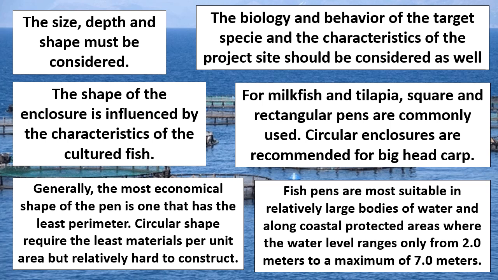On the other hand, the depth of the cage is usually determined by the natural productivity of the water. Since natural pond production is relatively higher in the surface, sunlight penetration is usually employed as the basis of depth.